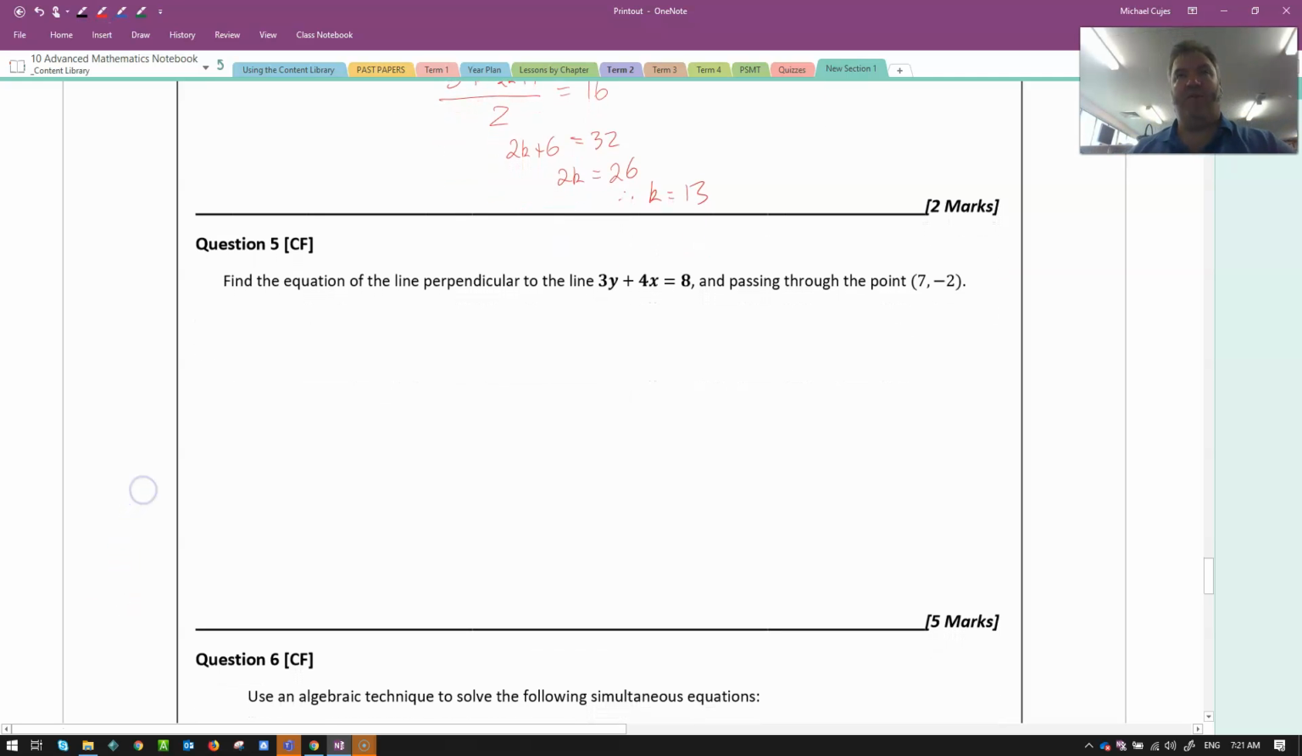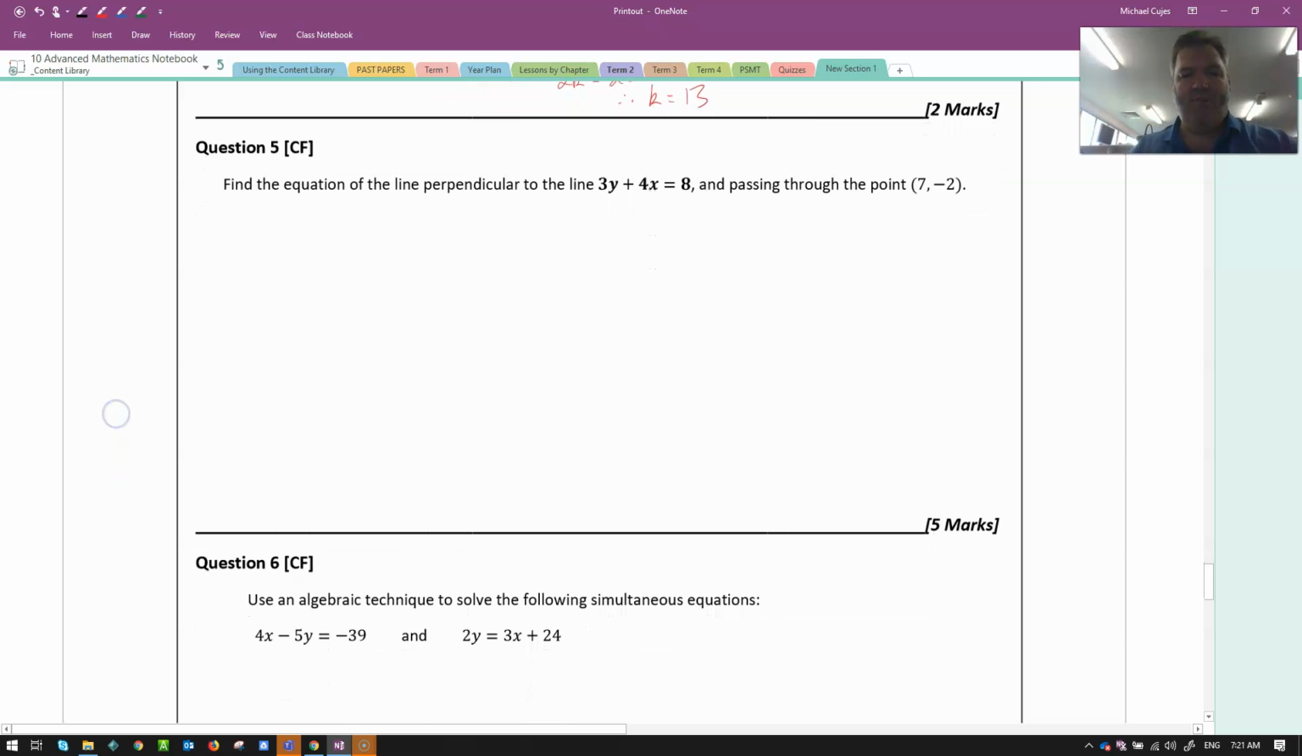Alright, wow, complex familiar already. It doesn't take long if we know what we're doing. Find the equation of the line perpendicular to this line and passing through the point 7, negative 2.